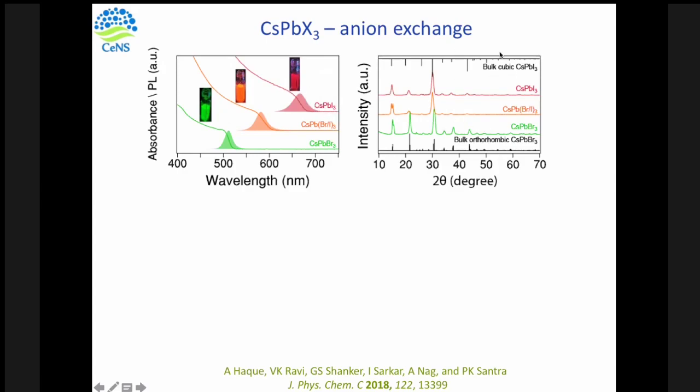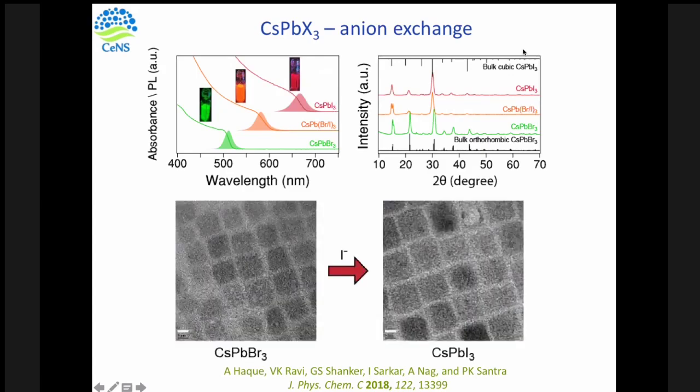And these we have probed from X-ray diffraction as well as TEM, and we find that the size slightly goes up when it converts to cesium lead iodide. That happens because the atomic radius of iodide is bigger. So if we consider the same number of anions present, then automatically the interplanar spacing will go up as well as the lattice constant, and that finally increases the size of these nanocrystals.